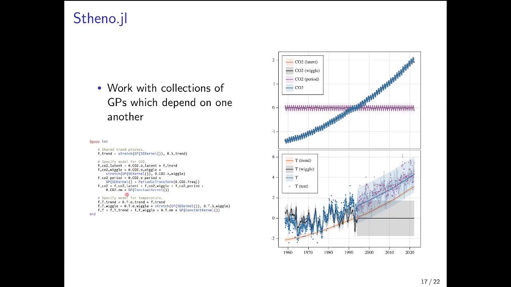And the example here, I've used it to produce a model jointly for global CO2 and air temperature. So on the top, you can see the classical Keeling curve of the Mauna Loa CO2 data, and on the bottom here, you can see temperature observations up to the mid-90s. So they're these blue dots.